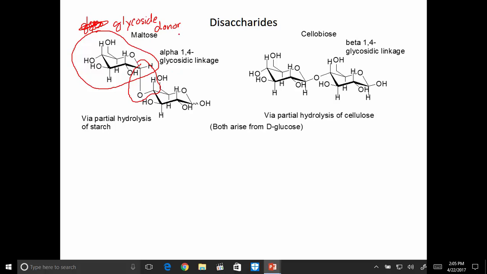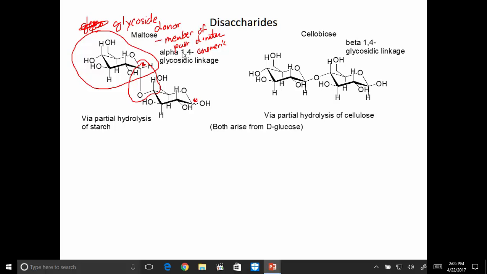So the glycoside donor is the member of the pair that donates the anomeric carbon, or where the anomeric carbon is part of the linkage. Here's the anomeric carbon here. Here's the other anomeric carbon here. In this one, this anomeric carbon here is involved in the linkage. This anomeric carbon over here is not involved in the linkage. So the first term here is the alpha 1,4 glycosidic linkage.